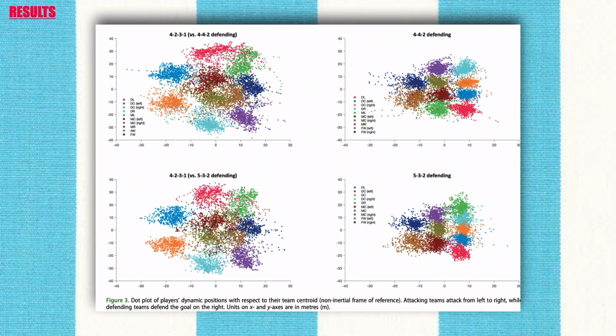Results. Out of all 72 trials, 66 trials, 92%, resulted in the attack being disrupted. In the 4-4-2 trials, one trial resulted in an attempt on target, while another trial resulted in an attempt that hit the post. In the 5-3-2 trials, one trial resulted in a goal, one trial resulted in an attempt on target, and 2 trials resulted in attempts off target. As a check on internal validity, players' movements were plotted with respect to their team centroid, and qualitatively assessed to ensure that the relevant formations were achieved.